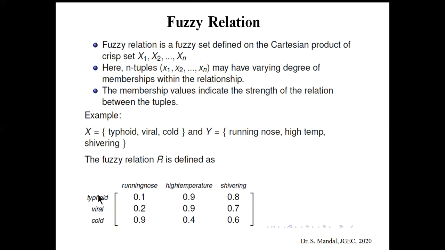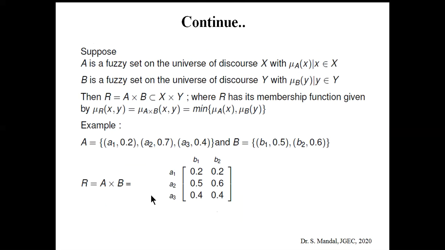Along the vertical axis we plot X, and horizontally we plot the elements corresponding to Y, and the corresponding membership value between these two elements or two tuples denotes the strength. That is the fuzzy relationship. Now let's describe it in terms of mathematics.